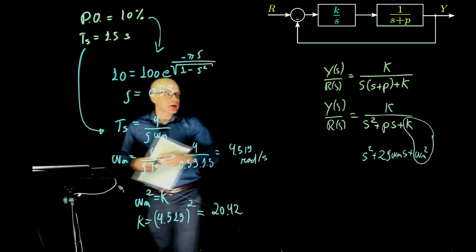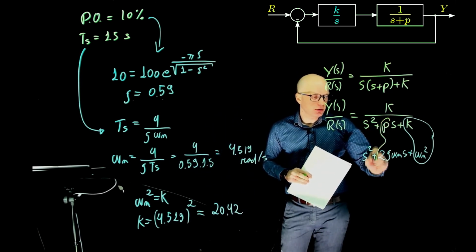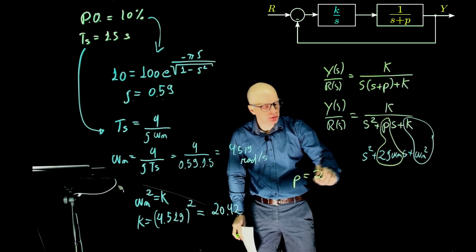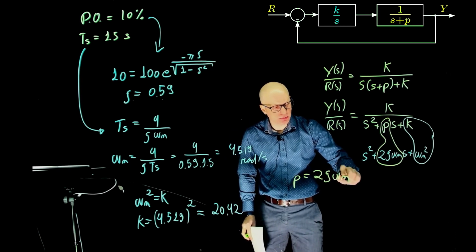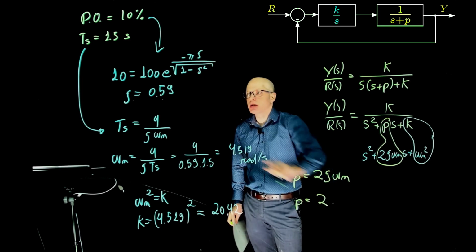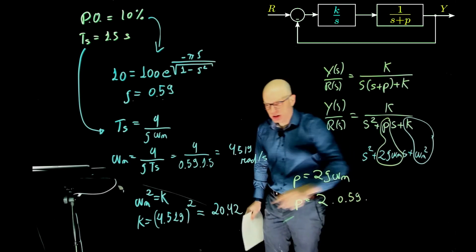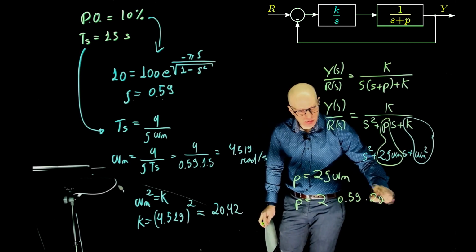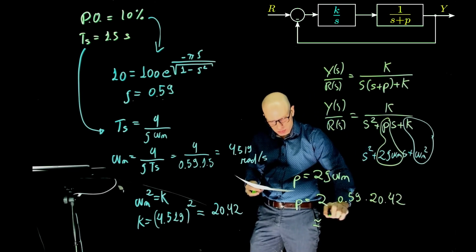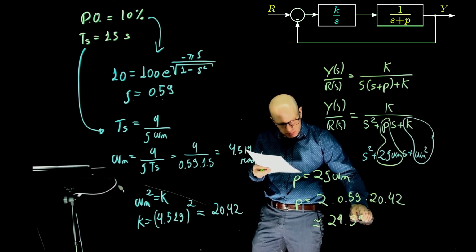And now we can equate the last part of the equation here as well. We know that P equals 2 zeta omega n. From that, P equals 2 times zeta, 0.59, times 20.42, which is approximately 24.39.